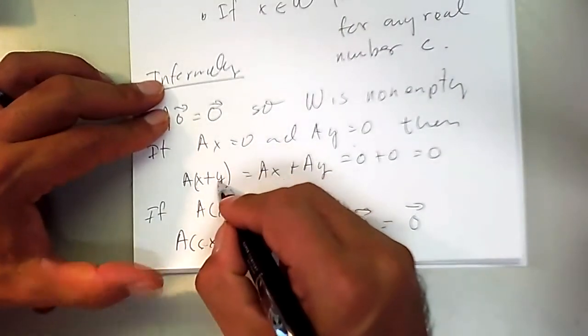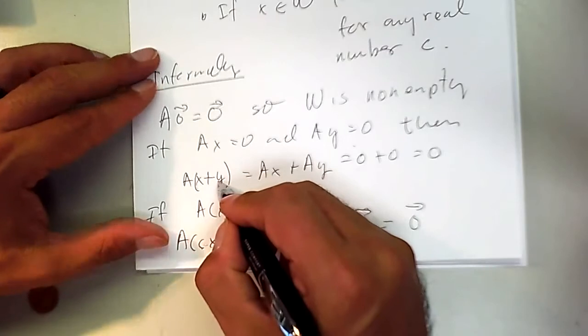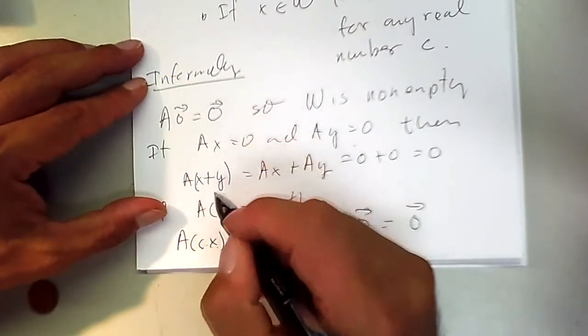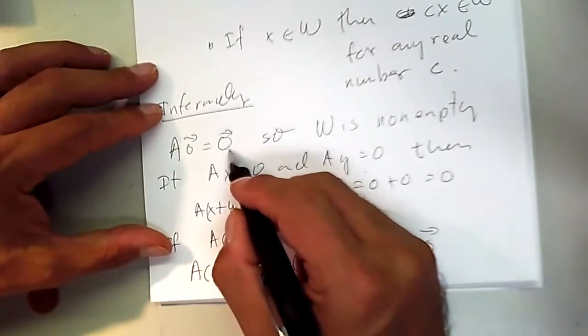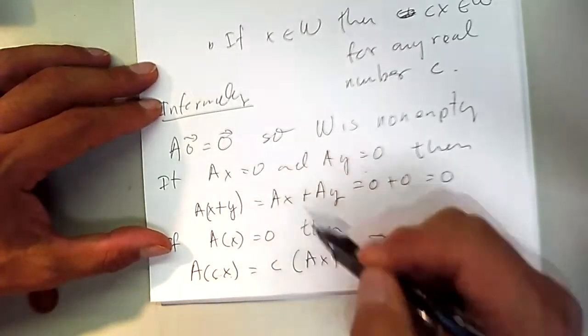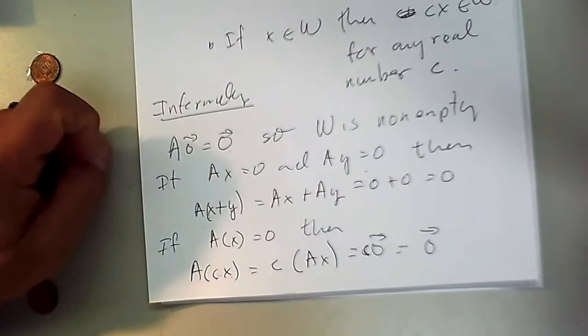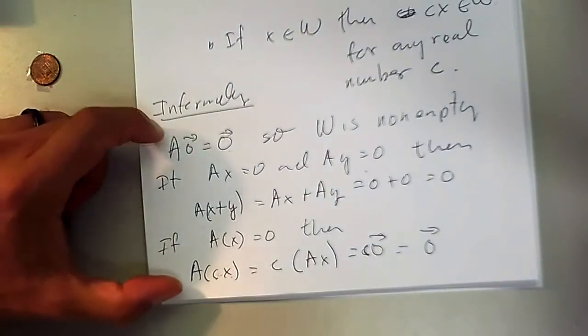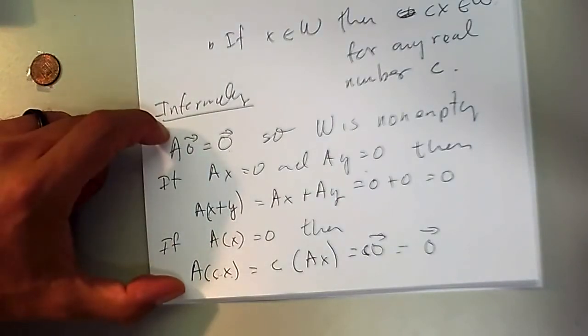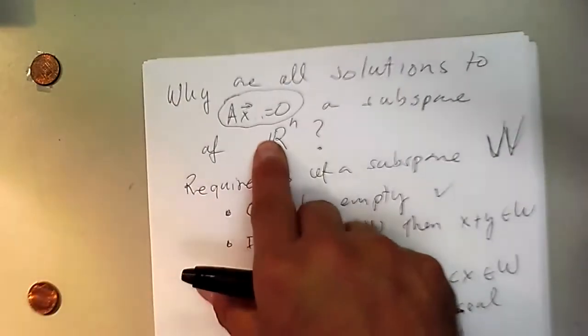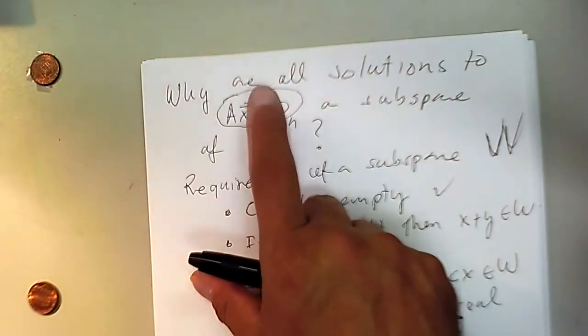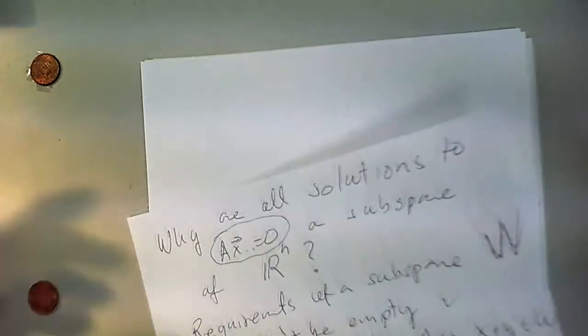Two solutions added together are together as one solution, and there is at least one solution. So because those three requirements are met, and this is very informal, we have that the set of all the solutions to this equation is a subspace.